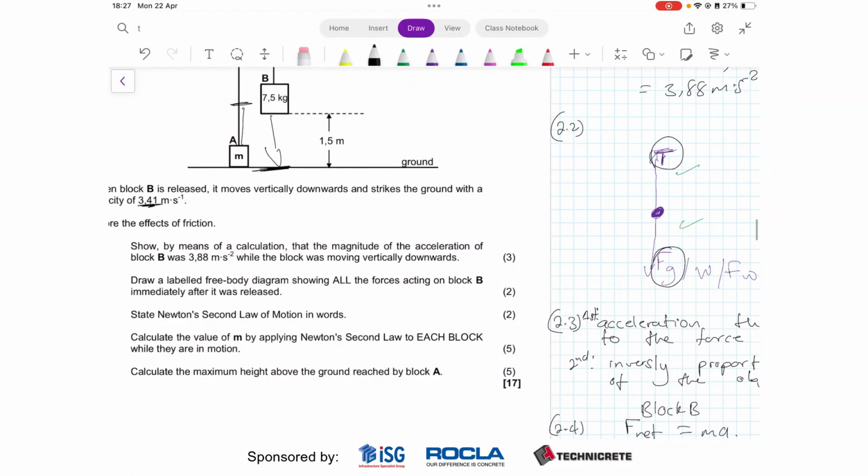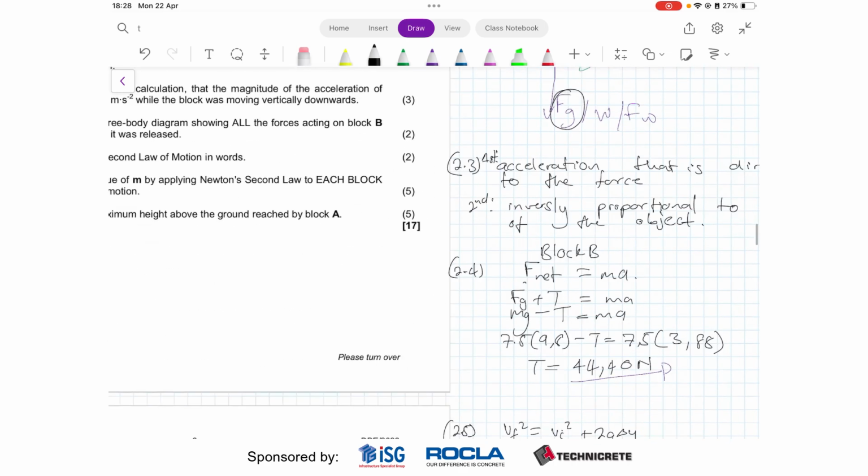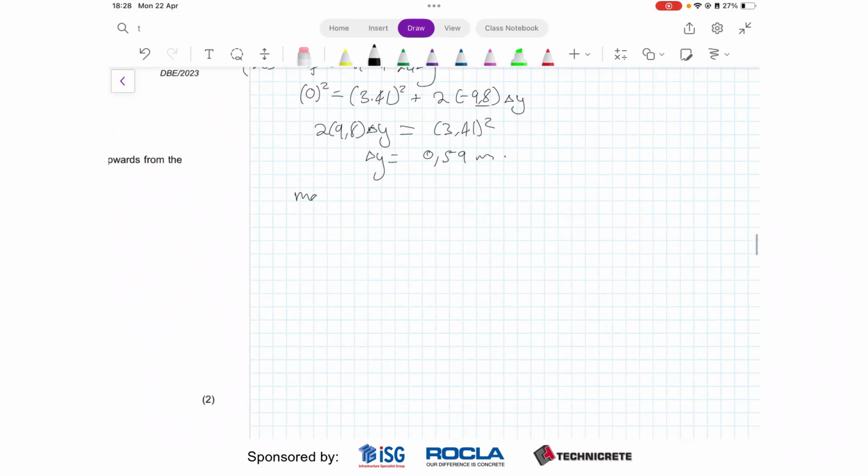Okay, now, but then remember that during the motion, block B started off at a height of 1.5 meters, okay, and it went down. That means the maximum height reached by block A should also account for the 1.5 meters that was traveled initially, okay? Therefore, max height will be equal to the 1.5 meters plus the 0.59 meters, which is going to give you 2.09 meters.